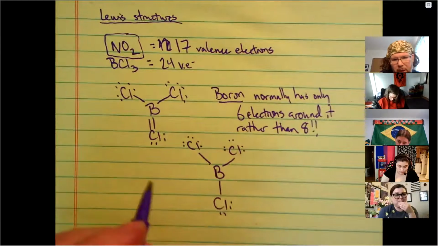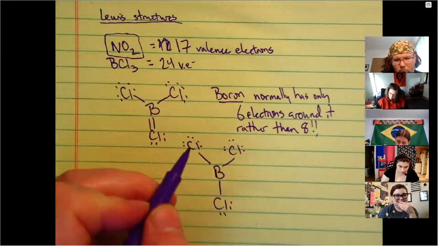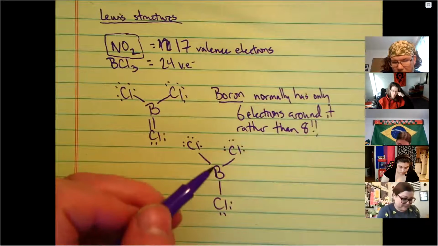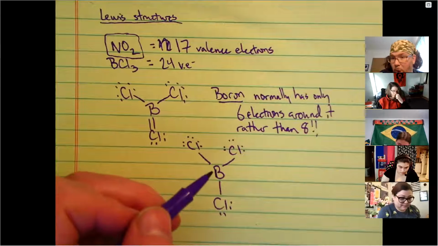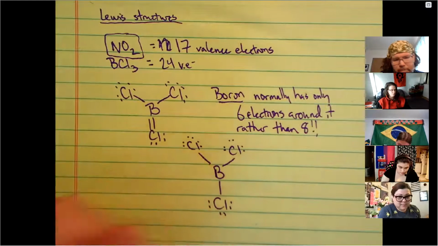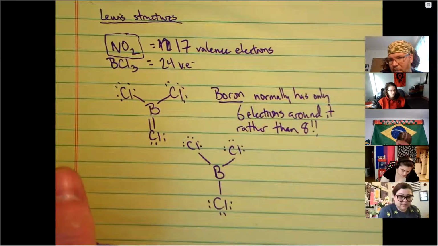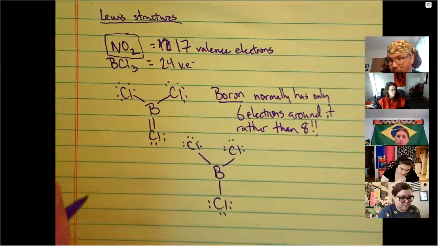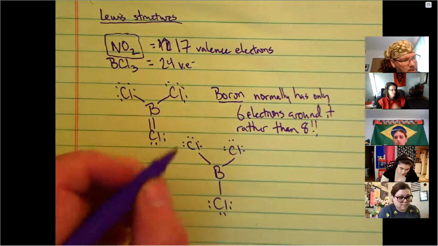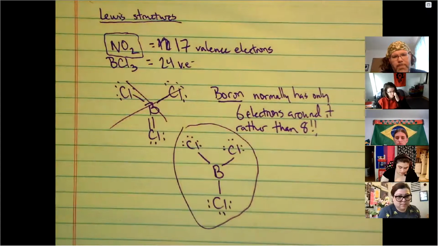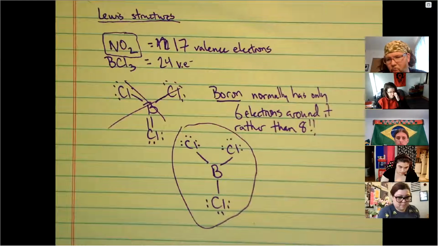When we got to this place where these 2 chlorines had an octet, this chlorine was short a pair and that boron was short a pair, and we only had 2 more electrons left to assign, we should have just assigned them to chlorine because boron prefers to have 6 electrons around it instead of 8. So it turns out that this is the best Lewis structure for BCl3, not this one, because boron's a weirdo.